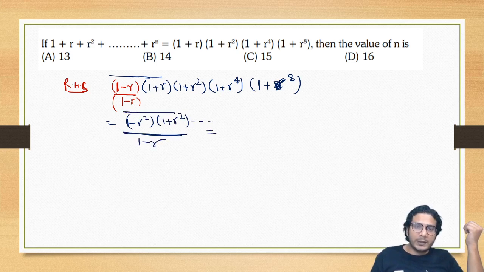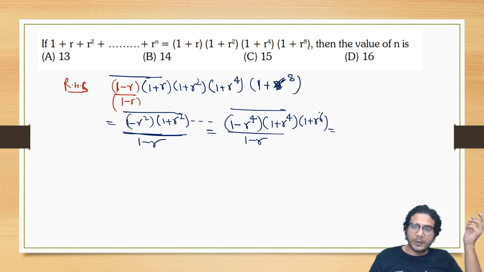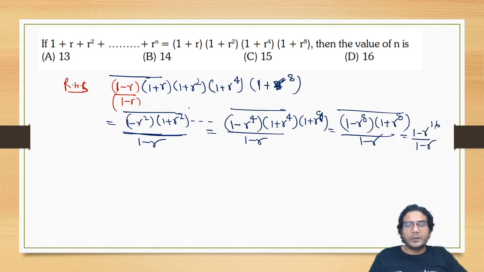Then this will be clubbed: 1 minus r, a minus b a plus b, so a square minus b square. So 1 minus r raised to 4 and then 1 plus r raised to 4 and 1 plus r raised to 6 divided by 1 minus r. And then again this will be clubbed, so it is going to be 1 minus r raised to 8 into 1 plus r raised to 8 divided by 1 minus r. Now this a minus b a plus b is again 1 minus r raised to 16 divided by 1 minus r. So it was so simple, right?